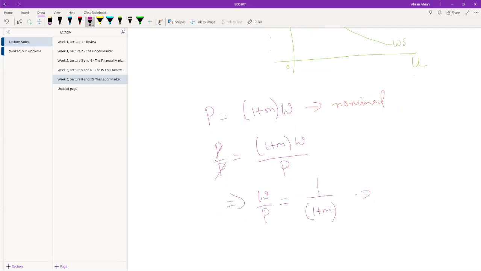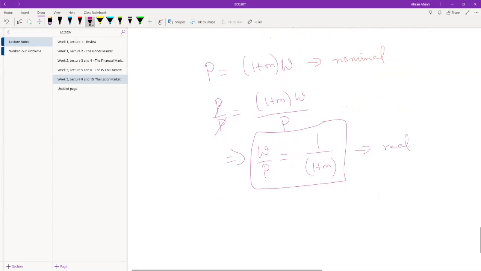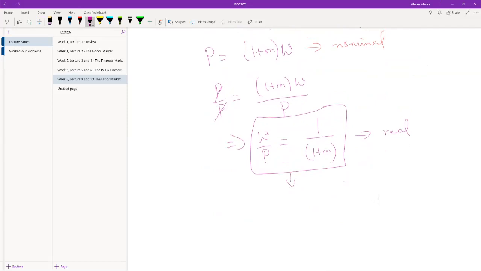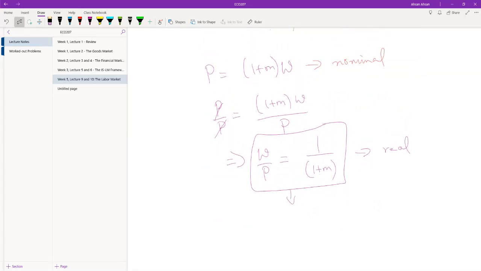This is now not nominal; this is in real terms. And this relationship is known as the price setting relation.